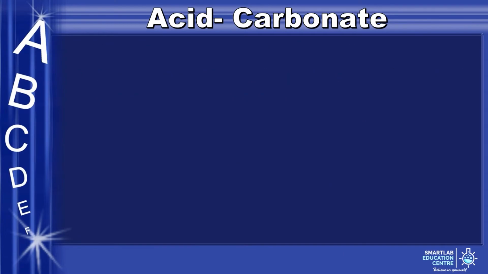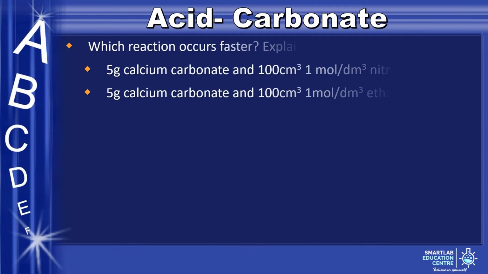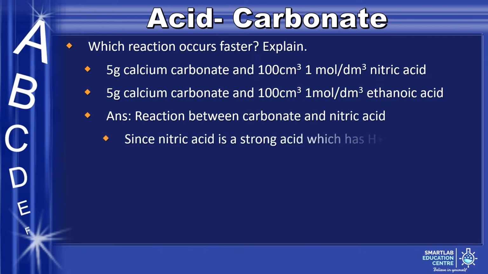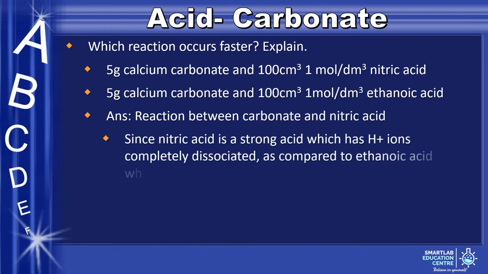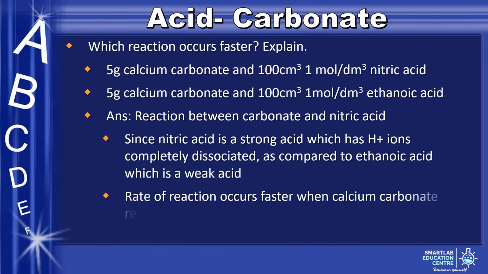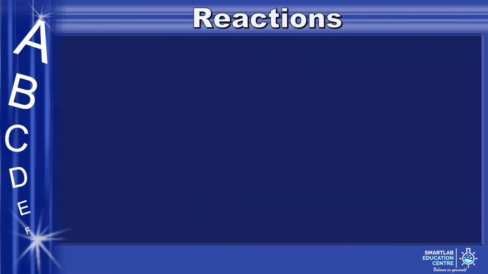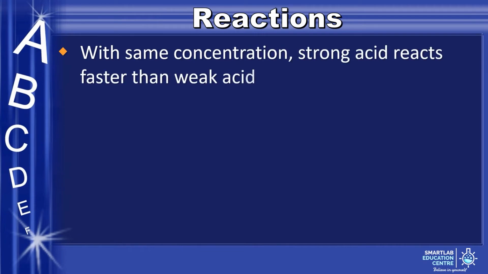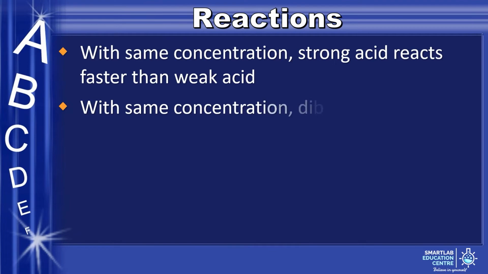Which reaction occurs faster? The answer is the reaction between carbonate and nitric acid. It is because nitric acid is a strong acid which has H+ ions completely dissociated, as compared to ethanoic acid, which is a weak acid. The rate of reaction occurs faster when calcium carbonate reacts with nitric acid. With the same concentration, strong acid reacts faster than weak acid. With the same concentration, dibasic acid reacts faster than monobasic acid.